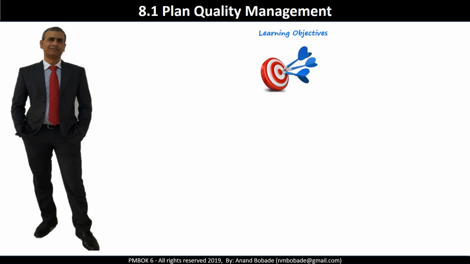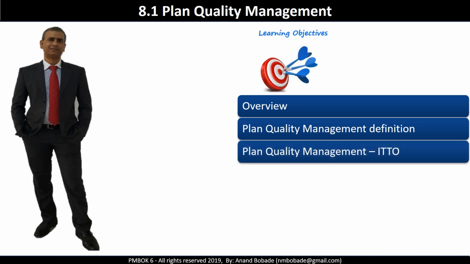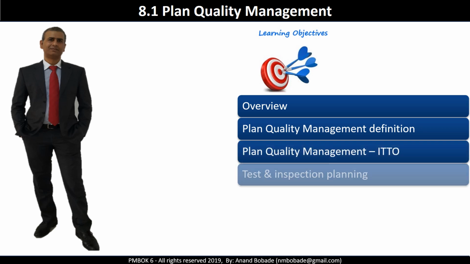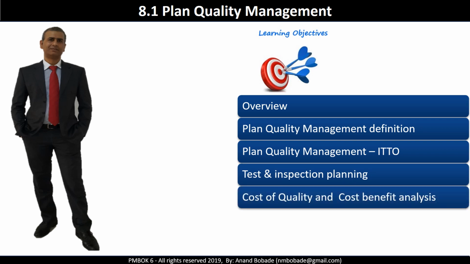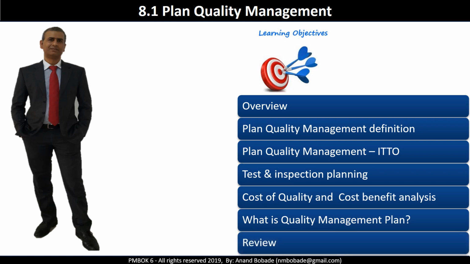Learning objectives are: we will start with an overview to understand why quality planning is critical. We'll go through the plan quality management definition, inputs, tools, techniques and outputs. We'll talk about test and inspection planning, cost of quality and cost benefit analysis, and finally we'll go into details of what constitutes the quality management plan. And of course, a quick review at the end.